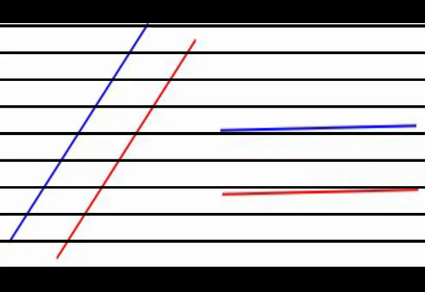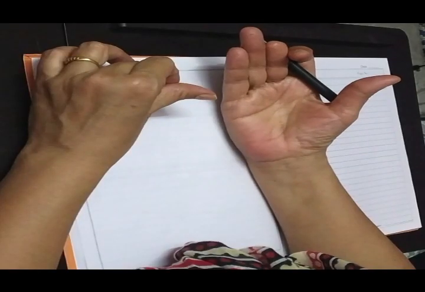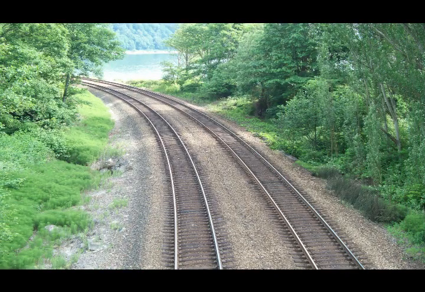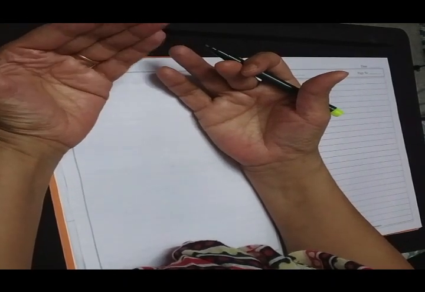Morning students. Today we are going to start our maths lab activities. Let me know the geometrical figures shown in these images. Yes, the first image is about the railway track, which tells us about, very good, parallel lines.